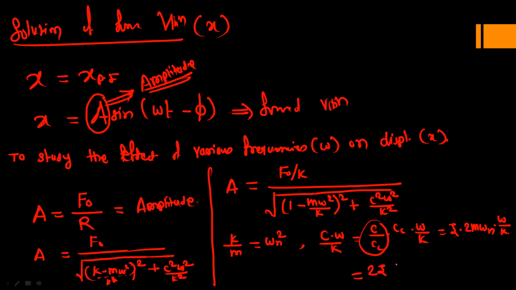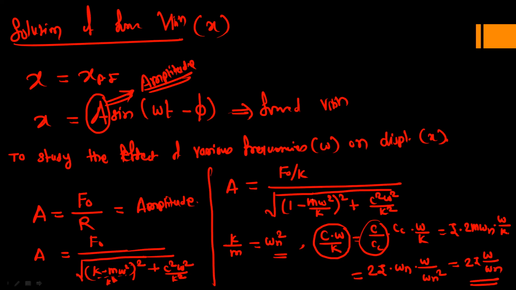So this is 2 zeta. Take this m in the denominator, so it will become k upon m, that is omega n square. So actually k upon m is nothing but omega n square. And finally, we will get the equation as 2 zeta omega upon omega n. So we can replace this total value c omega upon k by this equation, which is 2 zeta omega upon omega n.